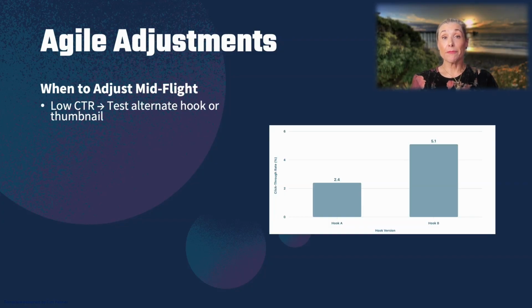Low CTR. Test alternate hook or thumbnail. If content's not performing well, you must refresh the assets. Since content under 60 seconds is the standard, the first 3 seconds, the hook, must be compelling. If your CTR is low, the audience is scrolling past, so you need to test a new opening or thumbnail.